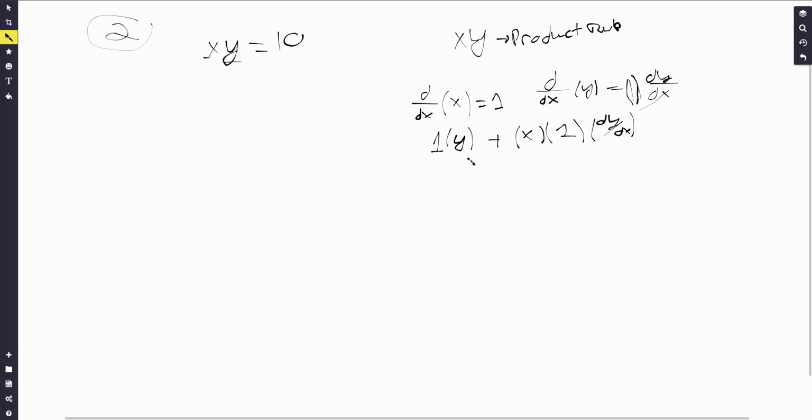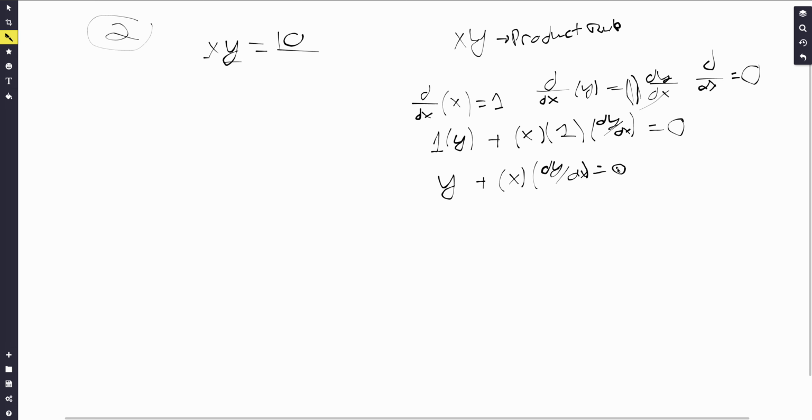Then what you would do after that is take the derivative with respect to x of 10, and we know the derivative of a constant is going to be 0, so we set this equal to 0. Now what do we have in our equation? We have y plus x times dy over dx, and that's equal to 0.